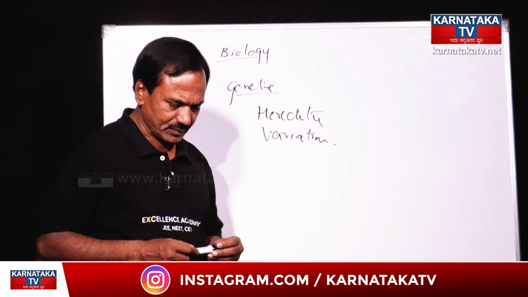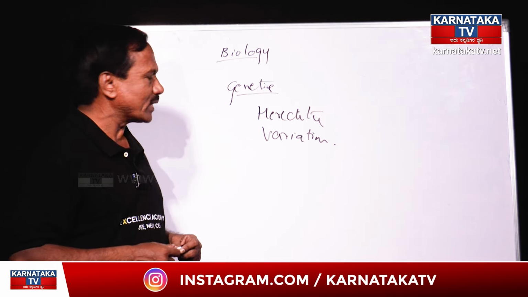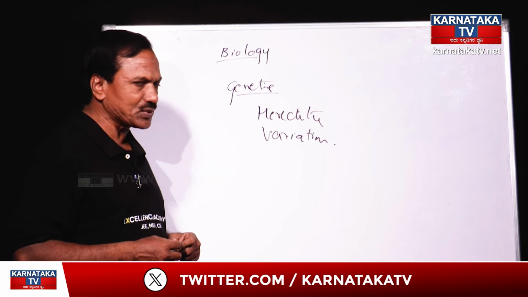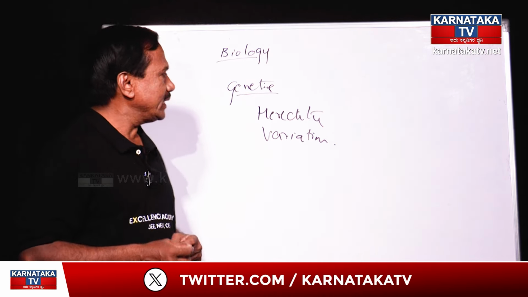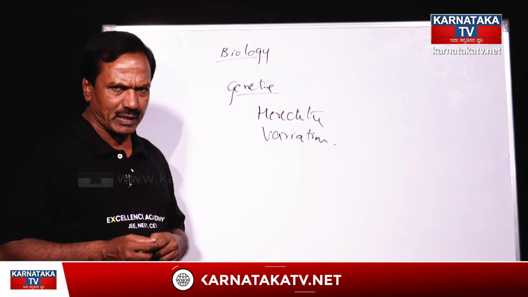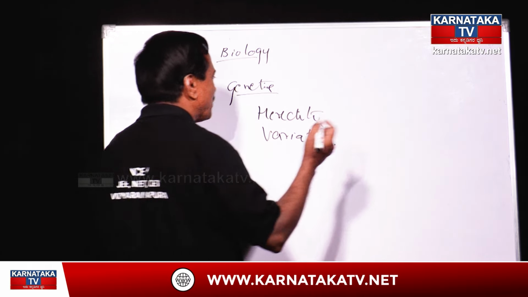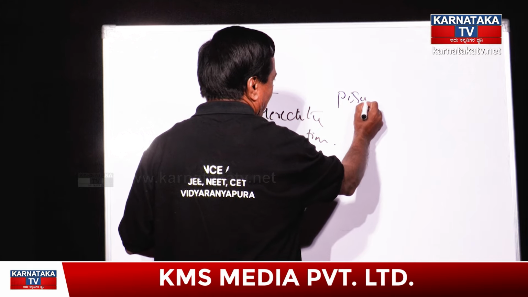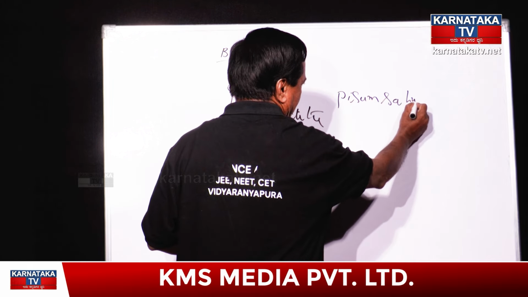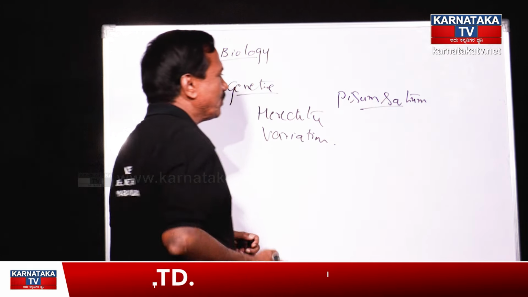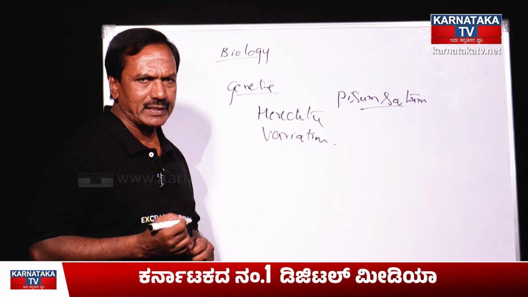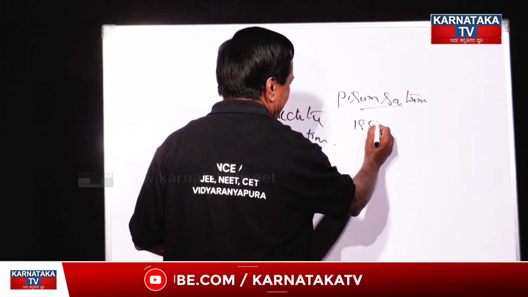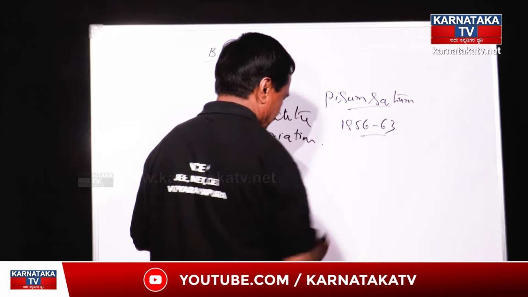Gregor Mendel, also called the father of modern genetics, laid down the foundation stone of this genetics chapter. He conducted genetical experiments on the garden pea plant. The scientific name of this plant is Pisum sativum. Mendel conducted the experiments on this plant during the period 1856 to 63.